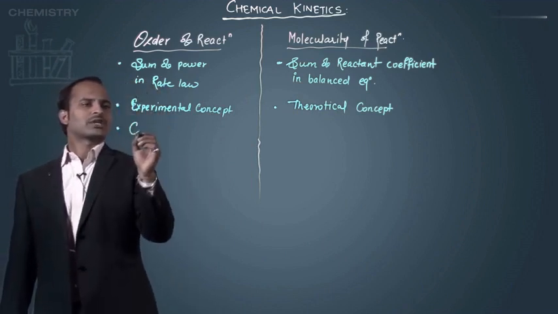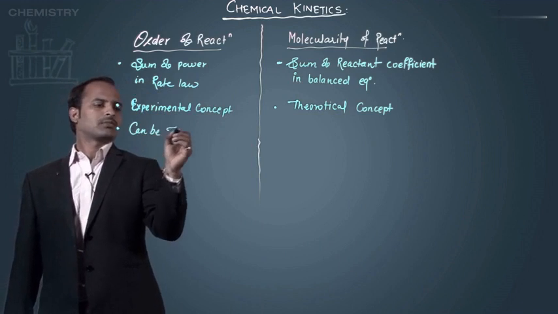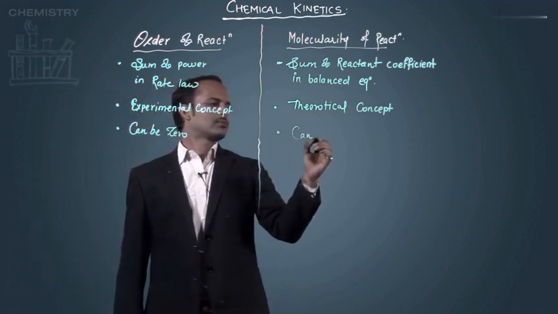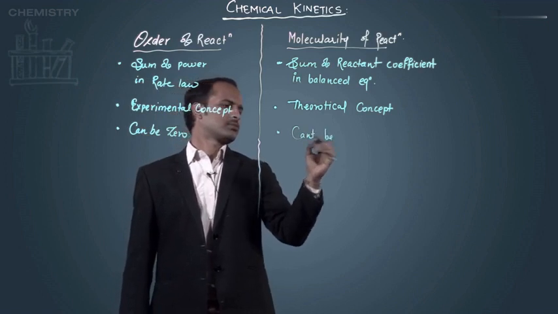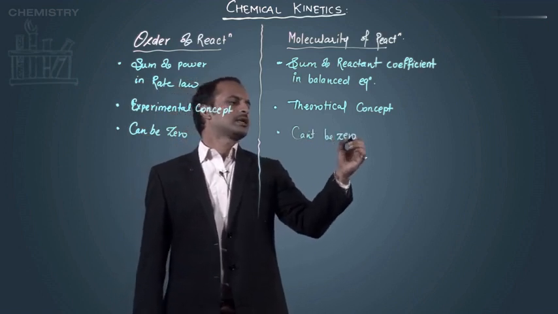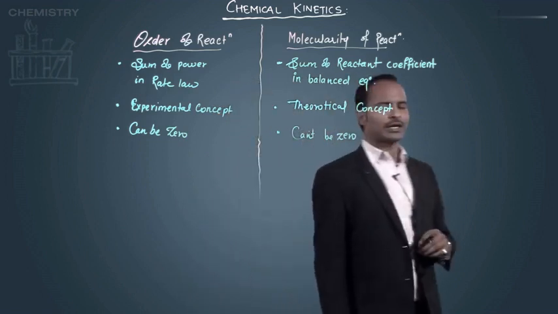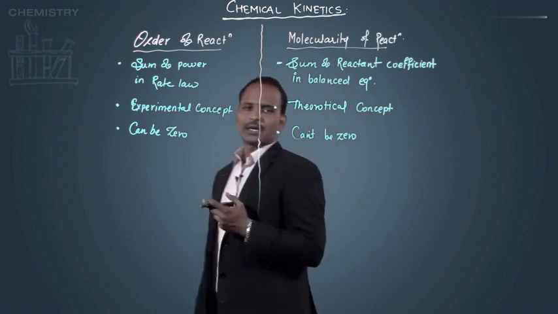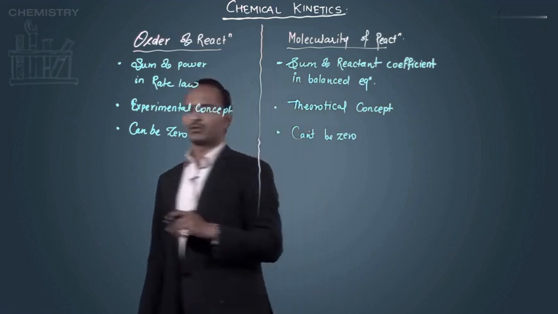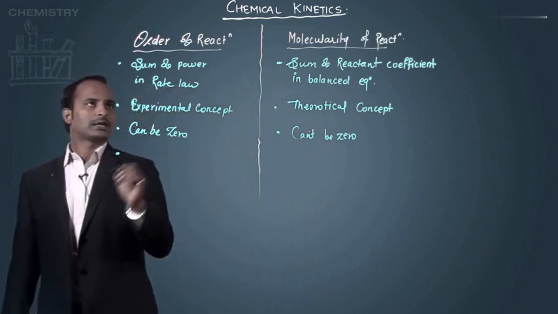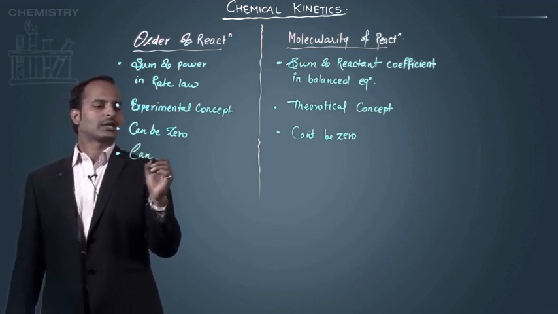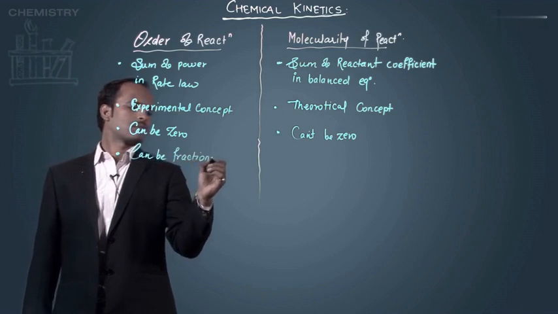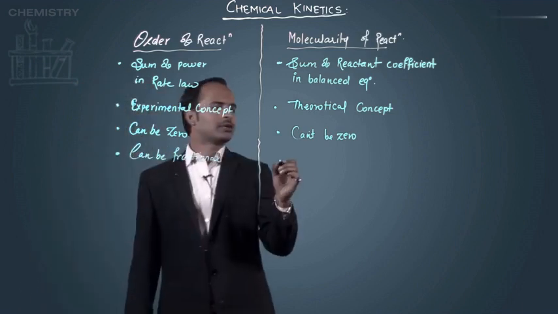Then the order of reaction can be 0. We have zero order reactions, while molecularity can't be 0. Molecularity cannot be 0, because if molecularity is 0, it means the number of reactant molecules is 0, and such a reaction is not possible where there is no reactant. Then the order of reaction can be fractional, but molecularity can't be fractional.